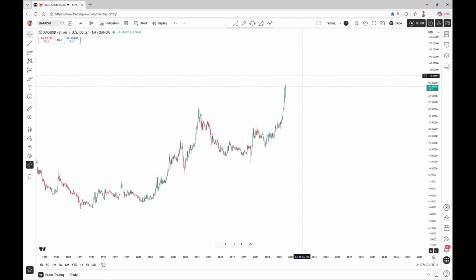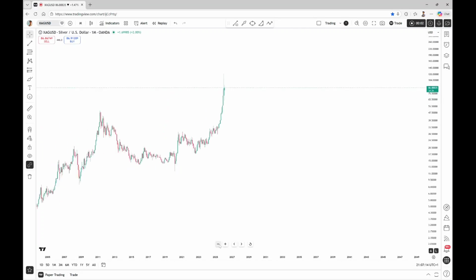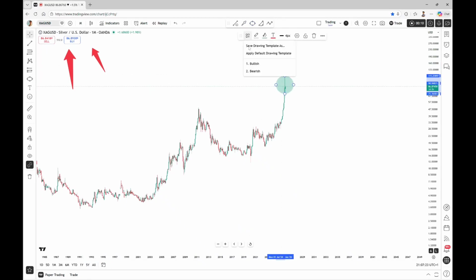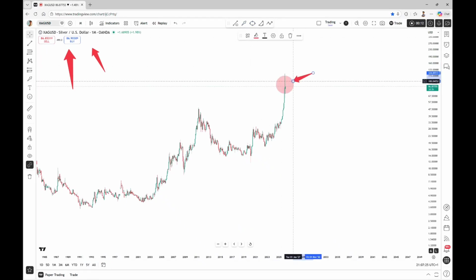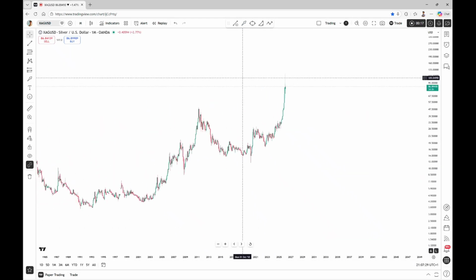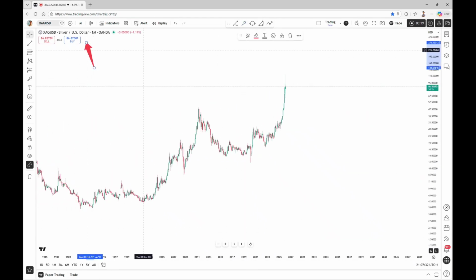The bull run is clearly over on silver. Today, we analyze silver, but we actually take a look at a higher time frame because this allows us to perfectly determine where silver will head next in the near future. Therefore, we take a look here at the monthly chart of silver.